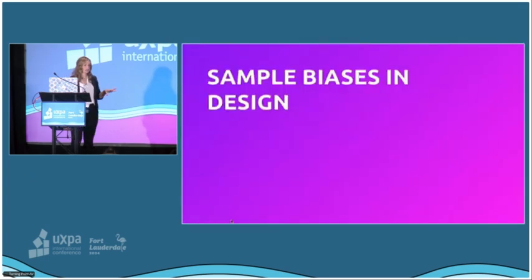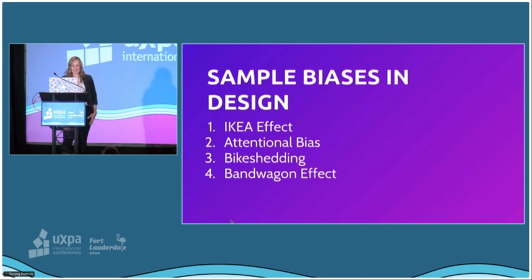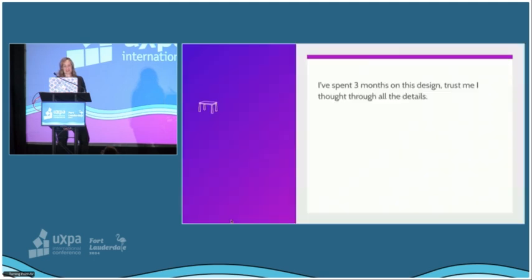So a couple of design-ish examples, again, research or design. You can choose how you wanna bias towards that one. So we've got IKEA effect, attentional bias, bike shedding, and bandwagon effect. I spent 3 months on this. Trust me, I have thought through all the details.